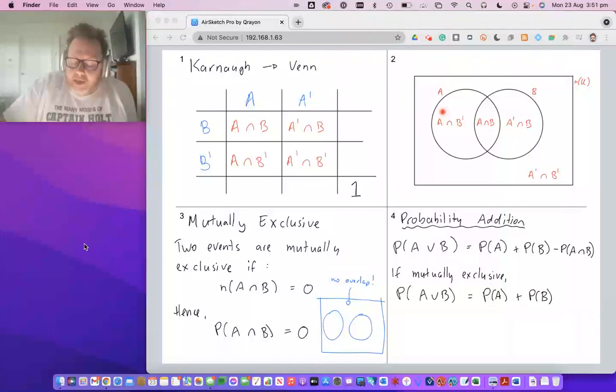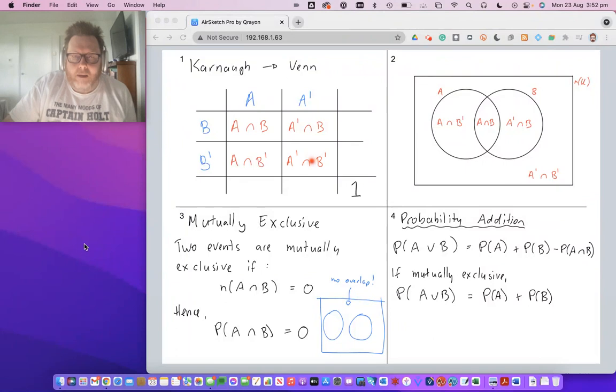And note I'm using numbers here instead of probabilities, but I could put P brackets around all of this and it would be the same thing. I just wanted to translate again back to the Karnaugh map, and you can see that here is where A and B exist, so this bit goes here. This is not A and B, so that would be sitting here. This would be A and not B, which is sitting here. And this, the bit outside the circles, is not A and not B.